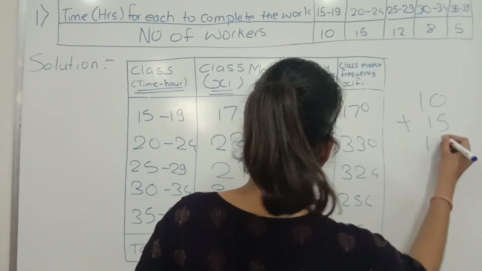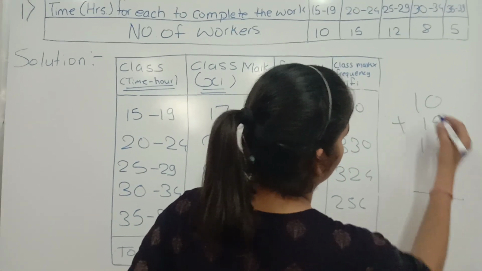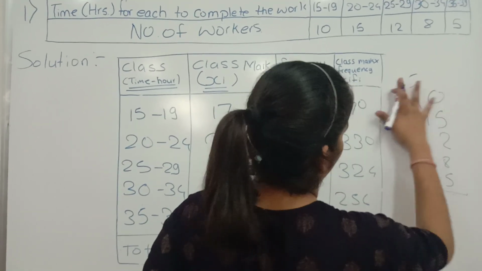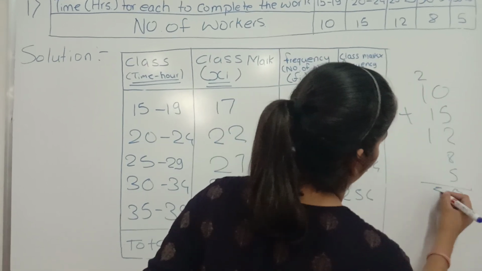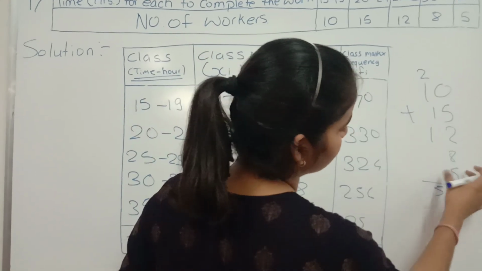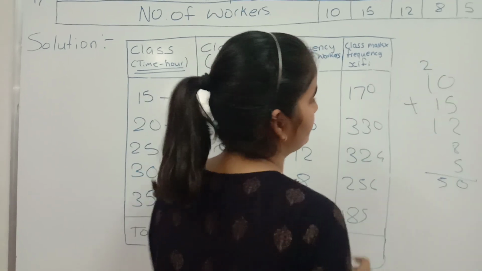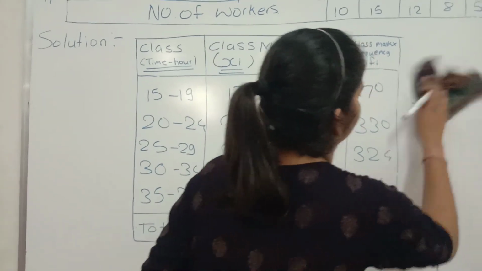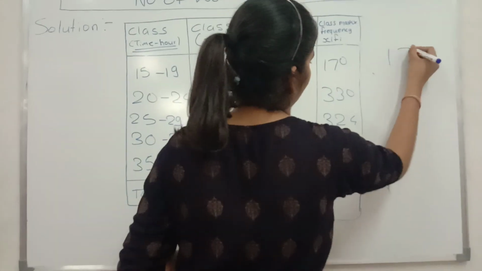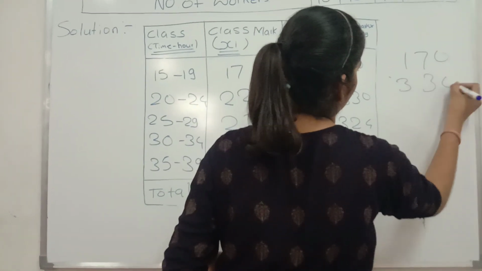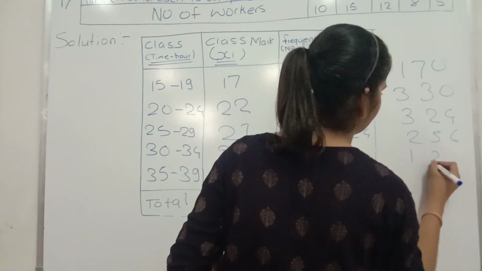Summation fi is equals to, we have to do the addition of everything. 10 plus 15 plus 12, 8, 5. Oh, sorry. Okay, so talking about these numbers, the addition will be 50. And talking about this, let's write here 330, 324, 256 and 185.